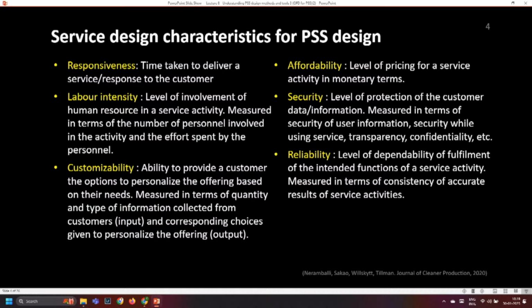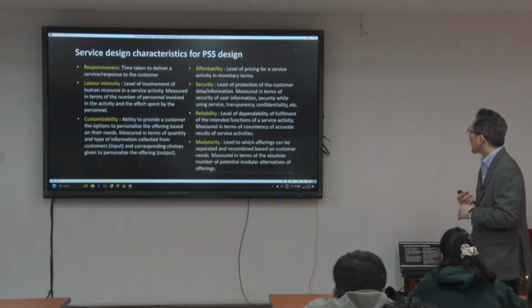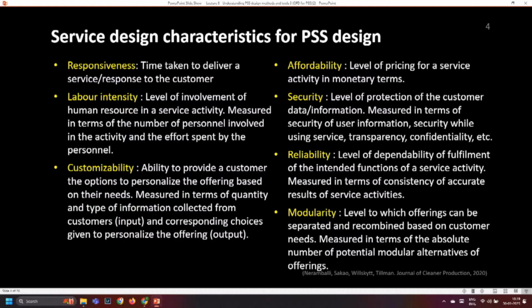Reliability, we already discussed the possible uncertainty and risk caused by the uncertainty, and the reliability can be set for the service at hand, okay, by different means. So that's what this means. Modularity, how much a given part of the service can be modular so that different modules can be combined or exchanged to a given need. Okay, so these are examples of the service design parameter categories.